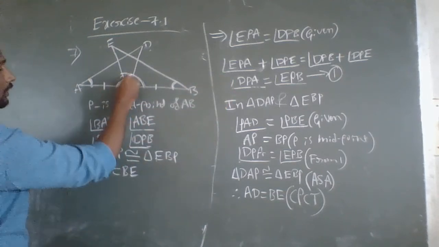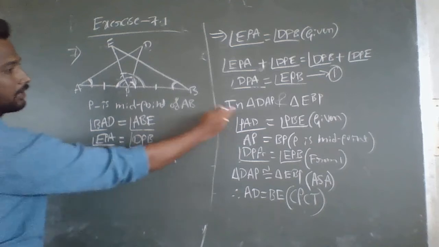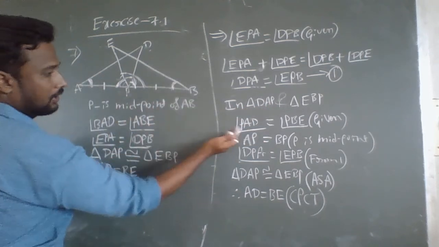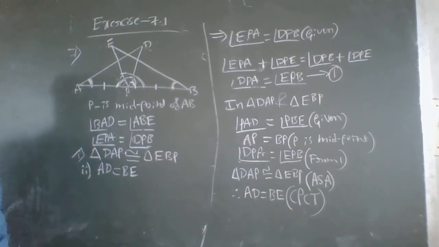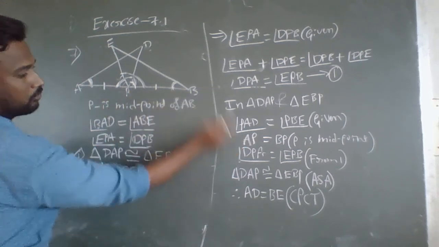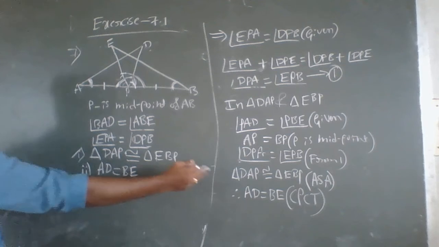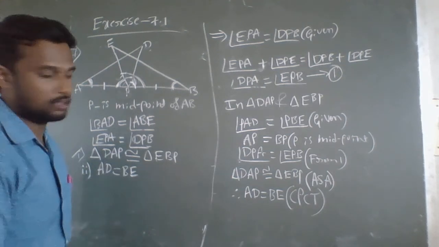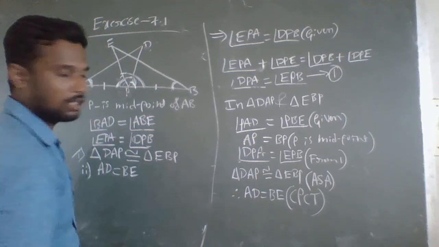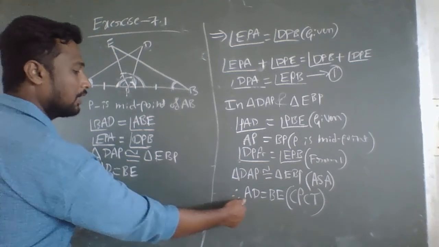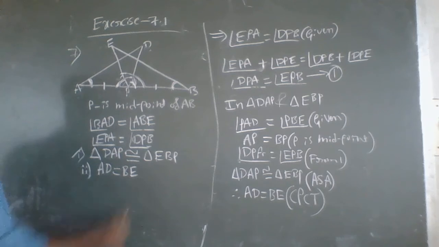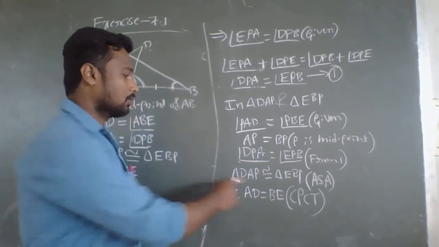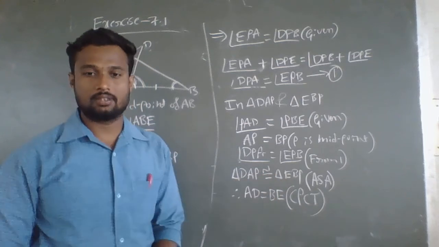If these two angles are equal, then in triangles DAP and EBP, angle A is equal to angle B, and AP is equal to BP, and from the first result we can write this. Therefore, by angle side angle, these two triangles are congruent. Then AD is equal to BD, because these are corresponding parts of congruent triangles.